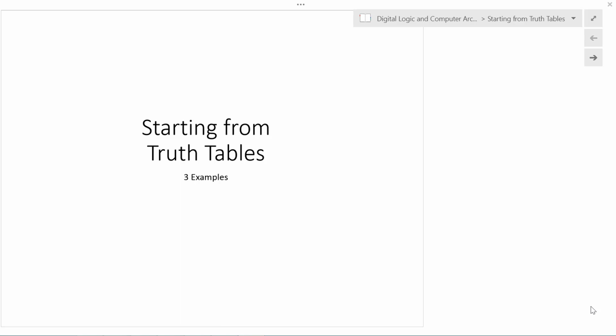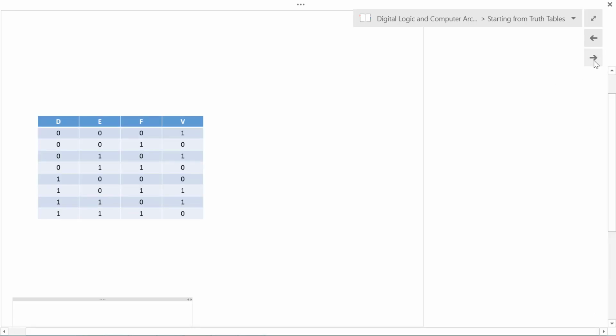Here we're going to start from truth tables and we're going to develop optimized or near optimal Boolean equations and corresponding digital circuits to go with them. So the first truth table that we're going to start with is here. And we have 3 input variables and 1 output variable V.